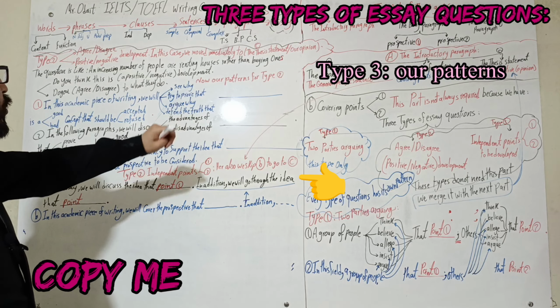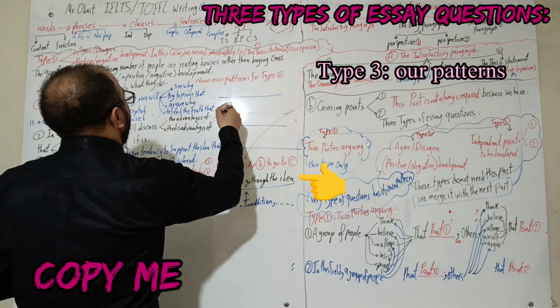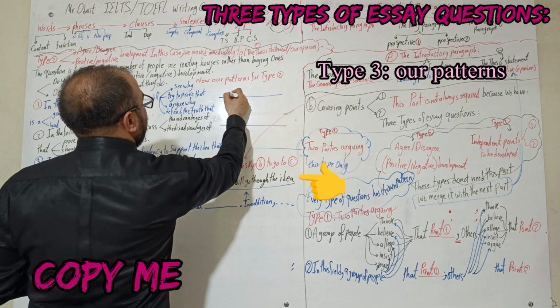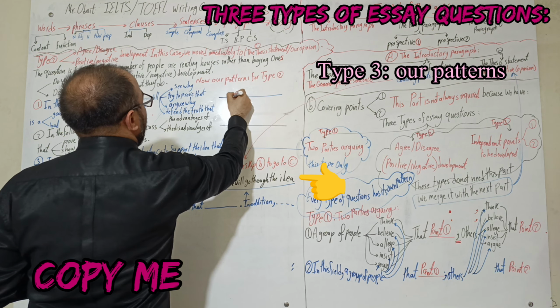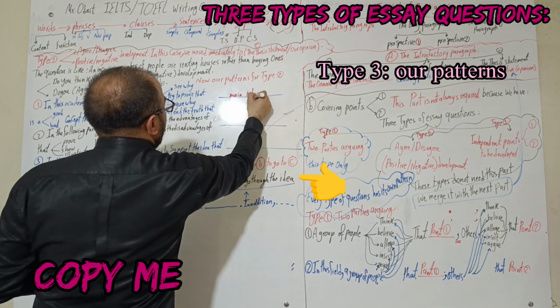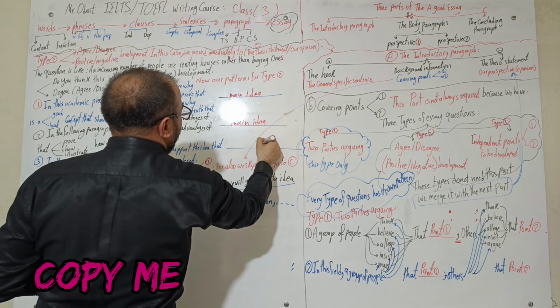In here, I would like to go back to this. In this academic piece of writing, we will see why, and here we discuss, let's say, the main idea, and here main idea, and here main idea.